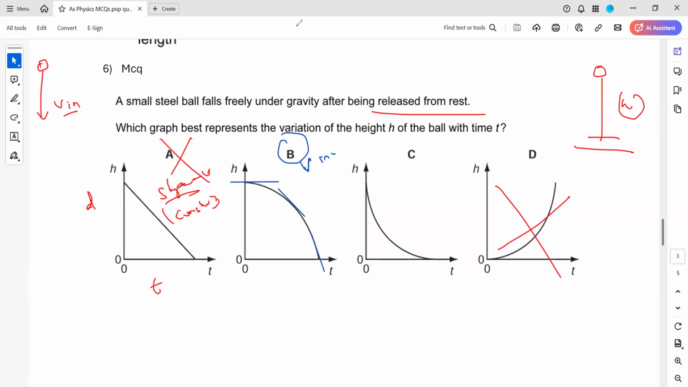What about C? When I take this gradient, like here, angle here, angle here, angle here, it means the slope is decreasing. It means the velocity is decreasing. But for a falling object, the velocity cannot decrease. It should increase. That's why B is the right answer. Is it clear now?